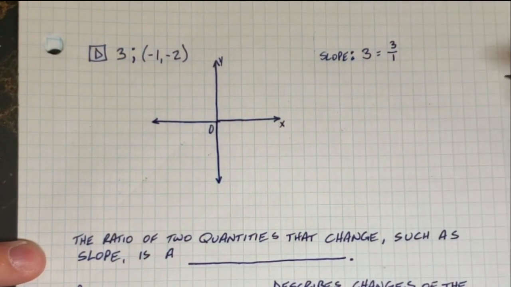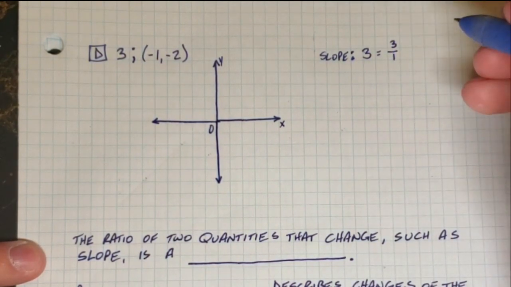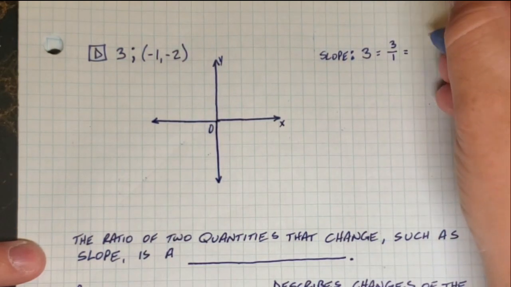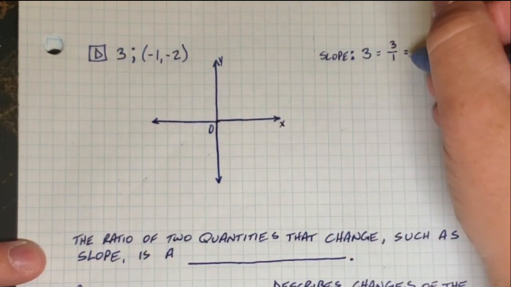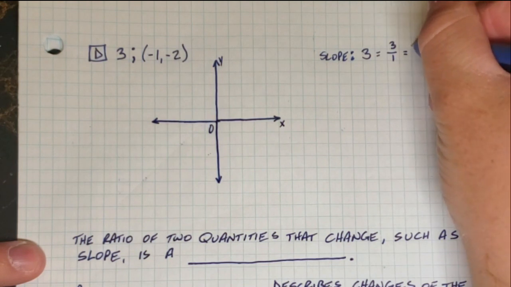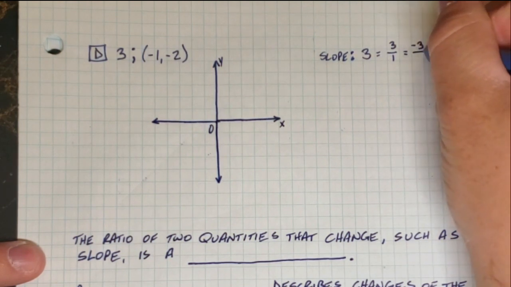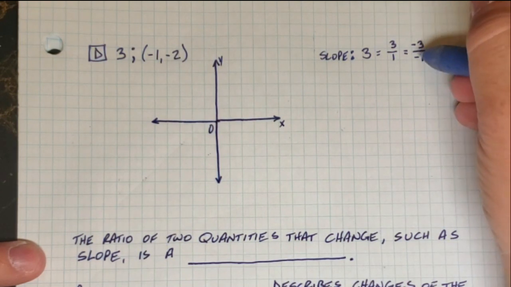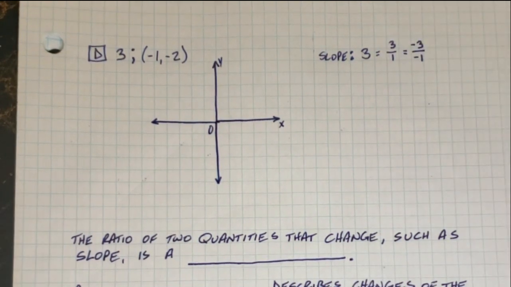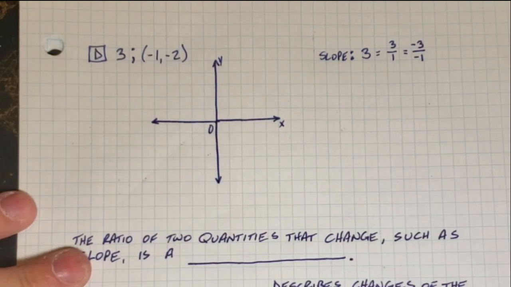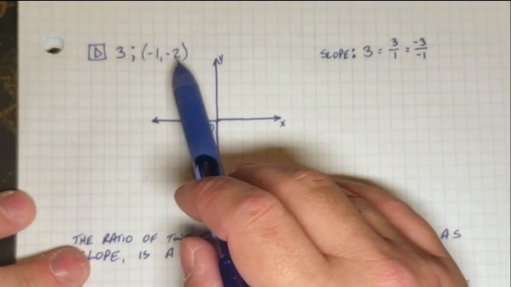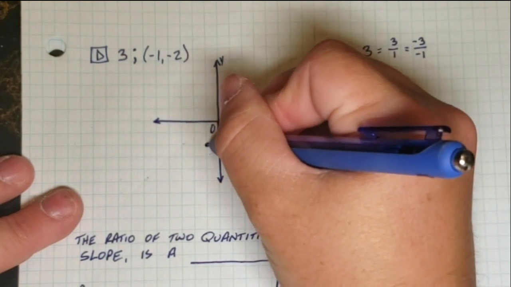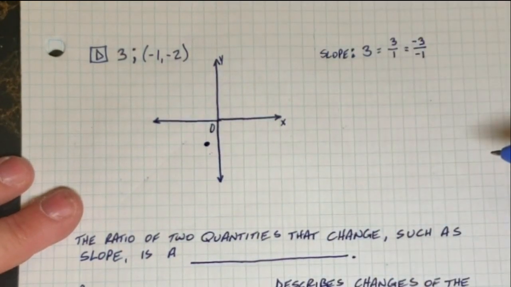All right, so we can go up 3, right 1, or if we need to, if space does not allow us to do that more than once, we could go down 3 and left 1, because a negative divided by negative is still a positive 3. So we start with the point that they gave us, -1, -2. All right, that was step 1.